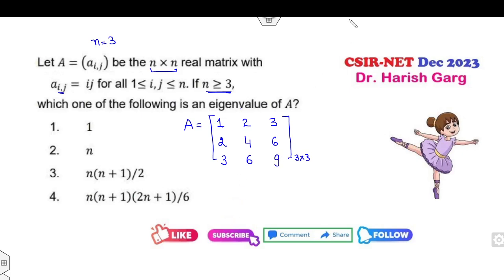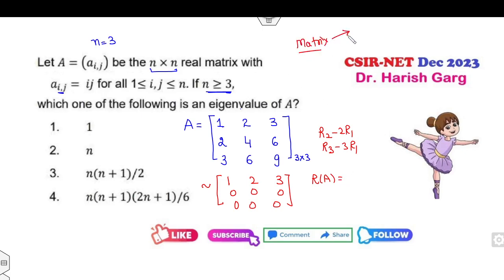Your target is to find the eigenvalue. How can you find the eigenvalue? You can find the determinant, or I can write 1, 2, 3 and use R2 minus 2R1, 0, 0, 0, and R3 minus 3R1, 0, 0, 0. What is the rank? Whenever you see a question related to a matrix, try to solve it either with the help of the eigenvalue or with the help of the rank. So rank is 1. That means out of the 3 eigenvalues, 2 must be 0.